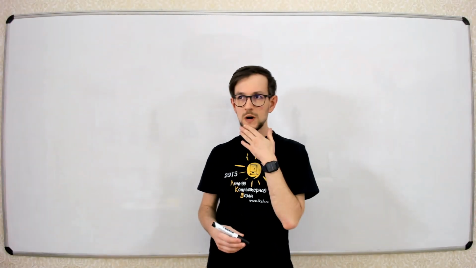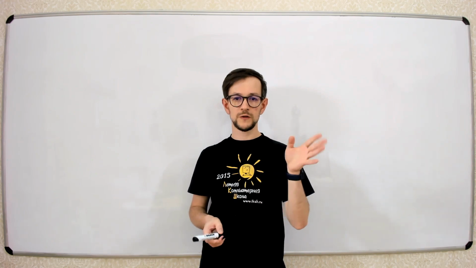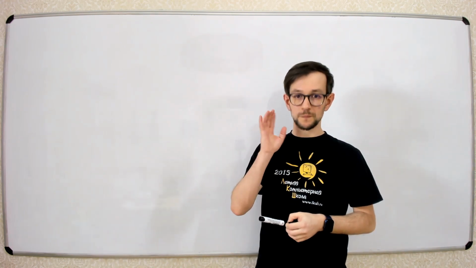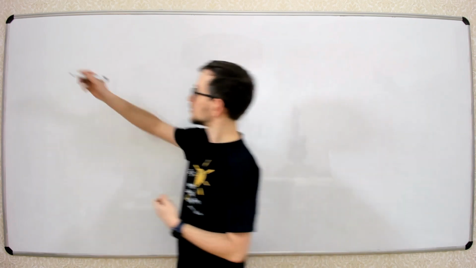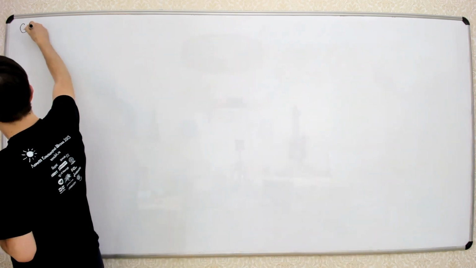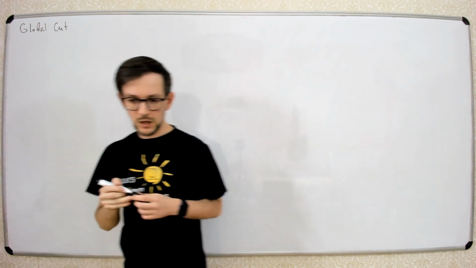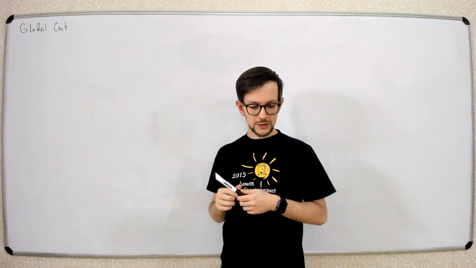So today we'll talk about something similar to all this network flows theory, but slightly different. So we'll talk about the global cut problem. So what is this problem about?